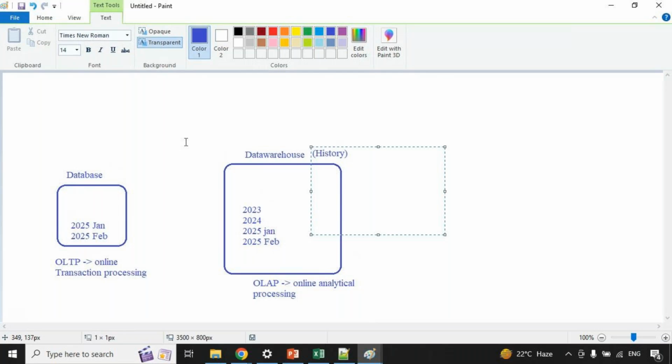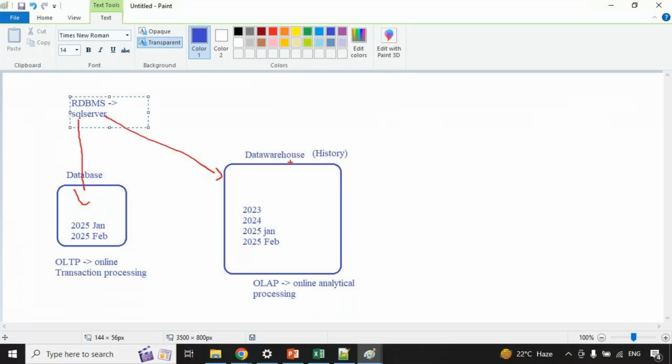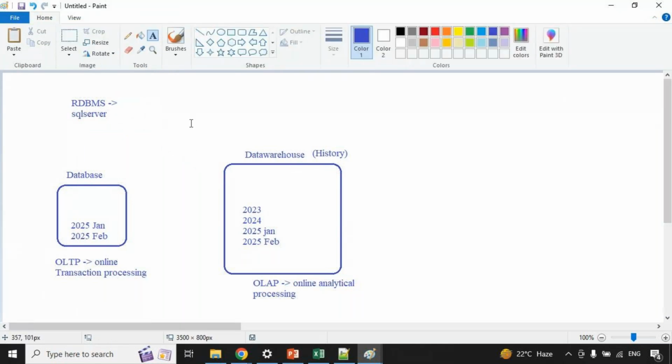Suppose I have an RDBMS system, a relational database like SQL Server. The same thing can be used as a database and as a data warehouse. If it is a data warehouse, we have to maintain the historical data, so the configuration will be high. Here, guys, periodically we have to move the data from the database to the data warehouse, which we can perform using ETL tools.